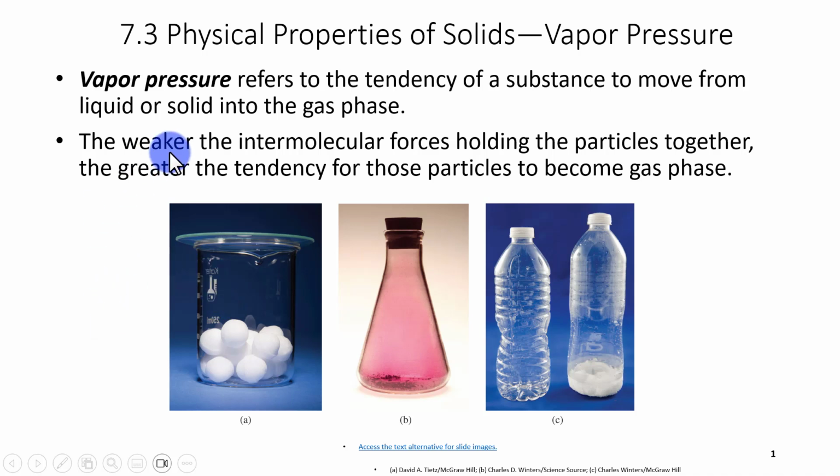You can then determine that the stronger the intermolecular forces that hold those molecules or atoms, the particles, in the solid phase, the smaller the vapor pressure is going to be, because fewer molecules are going to be able to escape and enter the gaseous phase. The weaker the intermolecular forces that hold the particles together, the greater the tendency of those particles is going to be to enter the gas phase.